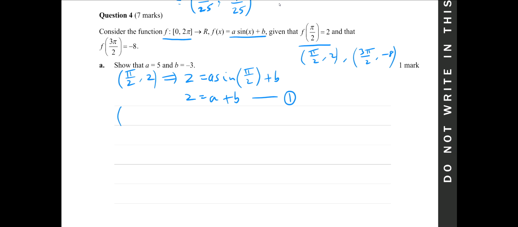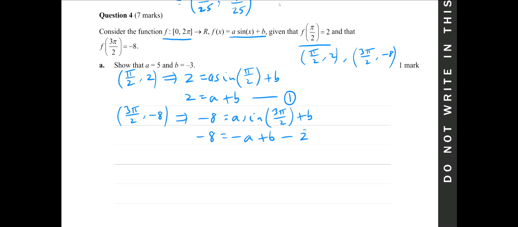Now going to the second coordinate, we will have 3 pi over 2 comma negative 8. This implies this time that negative 8 equals a sine 3 pi over 2 plus b. And in this case, we will have negative 8 equals a times sine of 3 pi on 2. Well, 3 pi on 2 is on the bottom end of the unit circle, which means sine is negative 1. So that's negative a plus b. And we're going to call that equation 2.